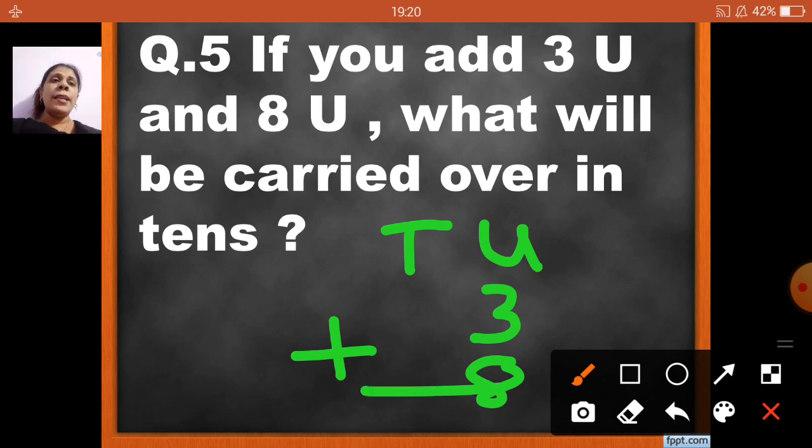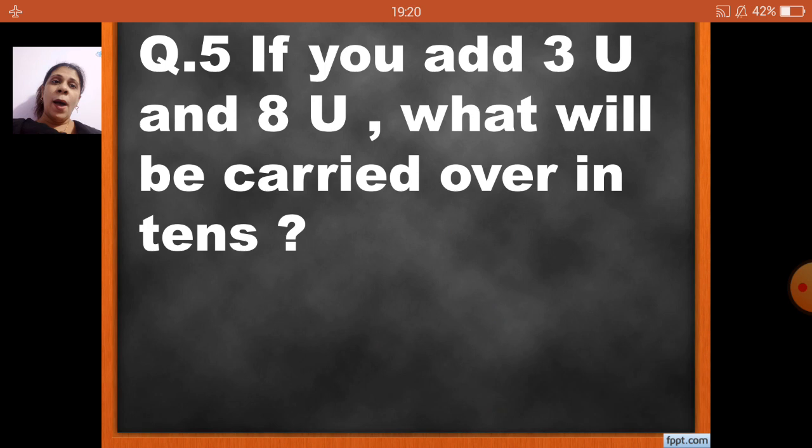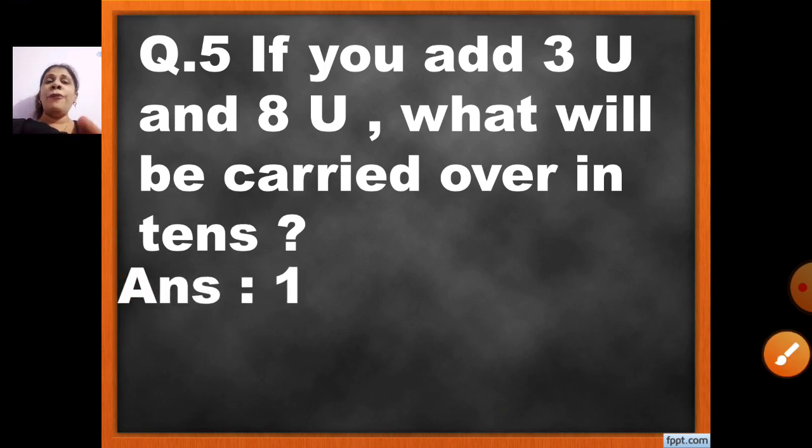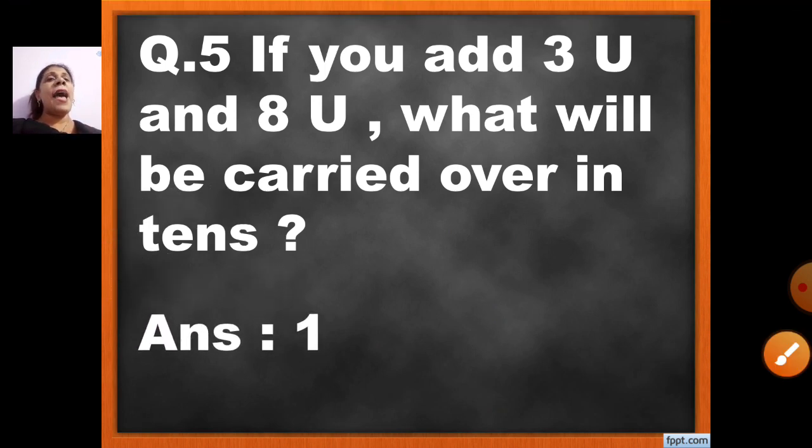So I will write 1 here, and in the tens place which number will be carried over? 1, correct. So if you add 3 units and 8 units, what will be carried over in tens? 1. How are you going to solve it? You are going to make a tens and unit column. This is mental math, children, but you need to solve it, otherwise you will not be able to find your answer.